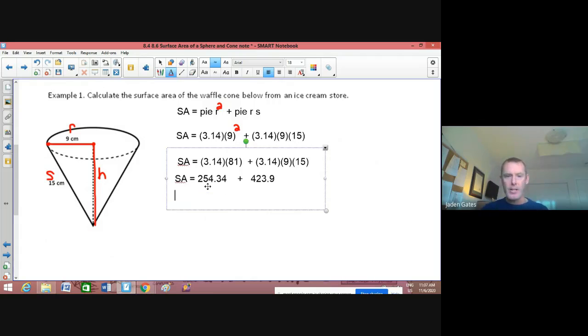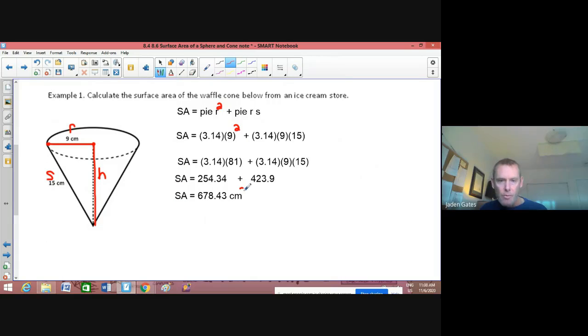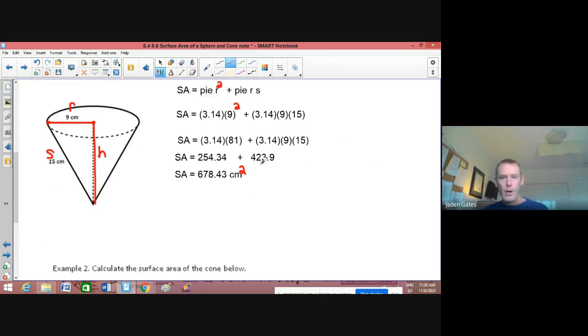All right, then lastly, finally, we get to put the 2 numbers together and put some units on it. Again, you guys have been really good about putting your units on things. I hate taking away half marks for something like that, but unfortunately it's necessary. And I don't want to lose a half mark here, so I put in the squared. So we have 678.43 centimeters squared. All right.